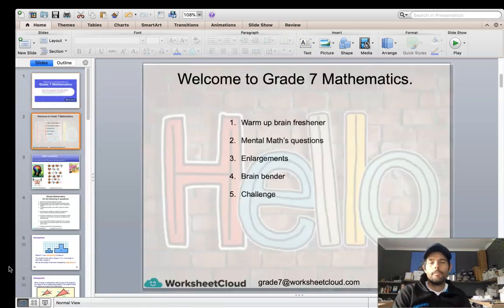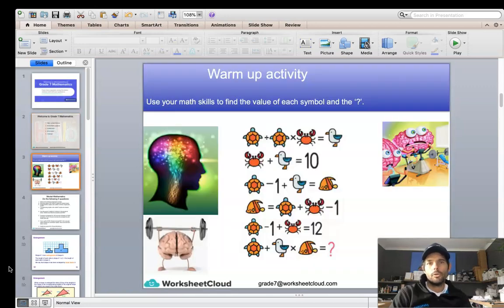Okay, so today we're going to carry on with our transformations theme. We've done reflective symmetry, rotational symmetry, and today we're going to have a look at enlargements. So that's got to do with making shapes bigger or smaller and finding out how we make them bigger. And on either side of that we've got our warm-ups and challenges just to keep your minds fresh and active. So today's warm-up is to find out the value of that marine life.